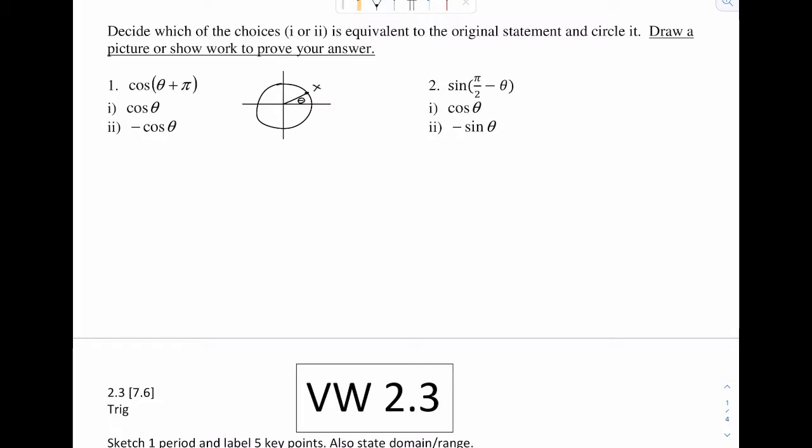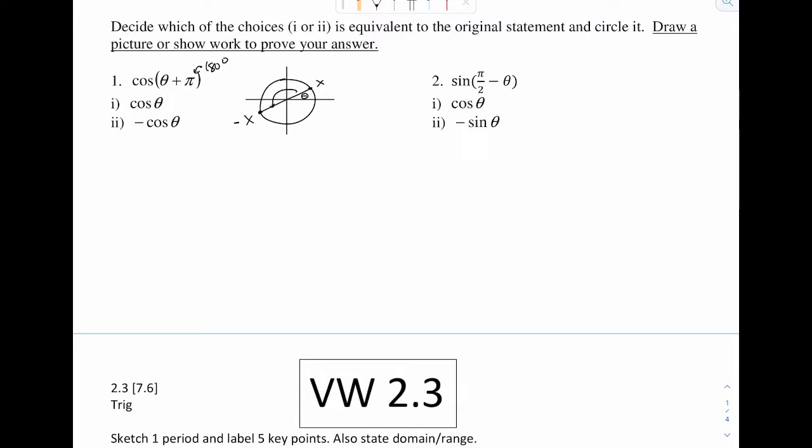Cosine is an x value. Recall that pi is 180 degrees, which means you want to rotate this angle straight across. Now think about the x value. What has happened? Well, it's positive here, and if it rotates 180 degrees, it's now the negative x value. So the answer is this one right there, 2.